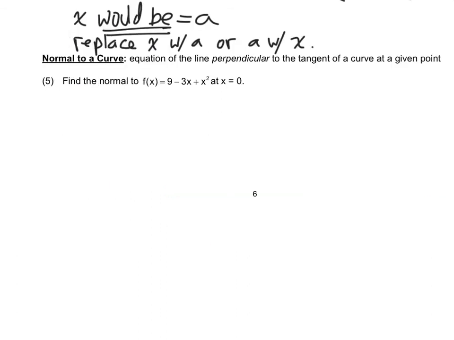What is a normal? By definition, it's the equation of a line that is perpendicular to the tangent of a curve at a given point. Page 6 again, folks. So if I'm looking for a normal, I'm looking for something that's perpendicular.